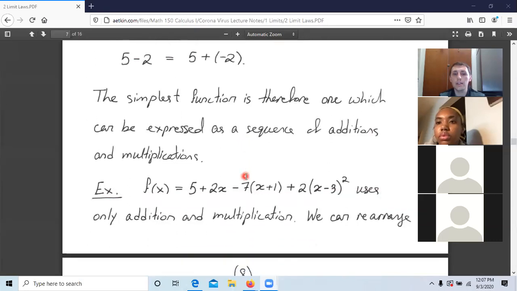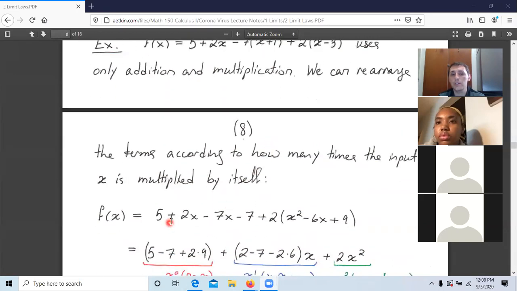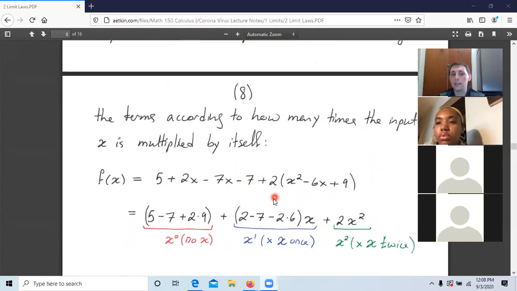And this function I can rearrange in terms of powers of x. If I expand and simplify it, I can write it by adding up all the terms that don't involve x, that's x to the 0. Next, all the terms that involve multiplication by x once. Next, all the terms that involve multiplication by x twice. You follow what I'm saying, guys? I group it around.